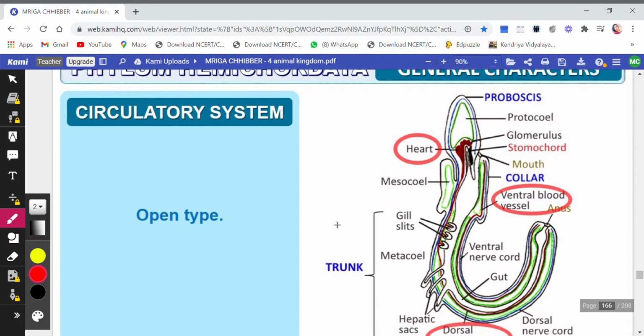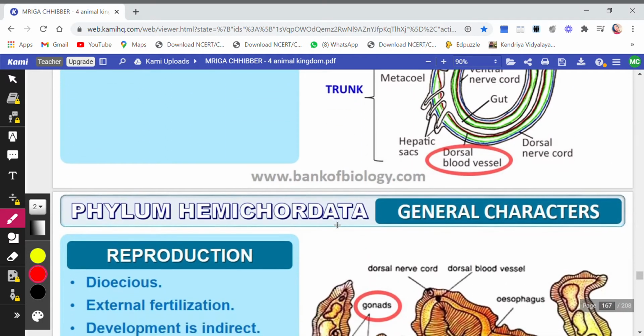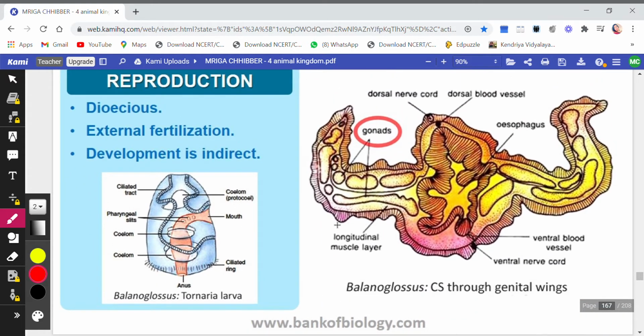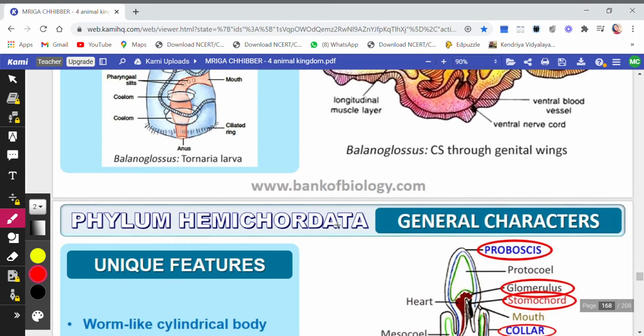Circulatory system is open type. Reproduction is unisexual organisms, that is dioecious. Fertilization is external. Development is indirect. So all of these things are very much now familiar to you.